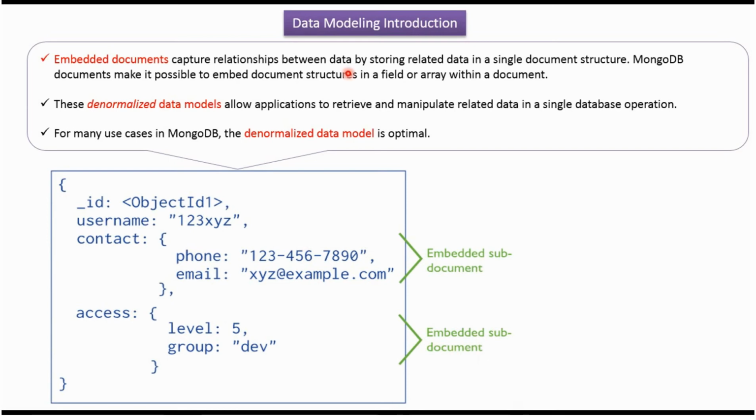Embedded documents capture relationships between data by storing related data in a single document structure, and MongoDB documents make it possible to embed a document structure in a field or array within the same document. This is a denormalized data model, and it allows the application to retrieve and manipulate related data in a single database operation. For many use cases in MongoDB, this denormalized data model is optimal.